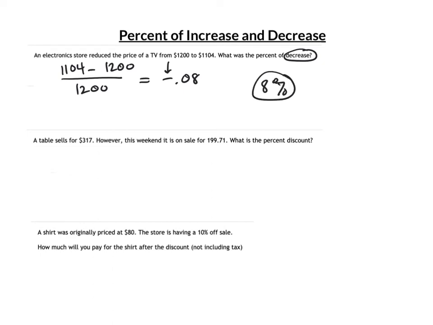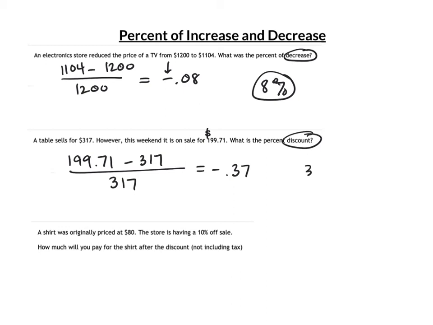The table sells for $317. However, this weekend it's on sale for $199.71. So I'll take the new price, $199.71, subtract the original price, $317, and divide it by the original $317. That ends up being negative 0.37. And the discount then is 37%.